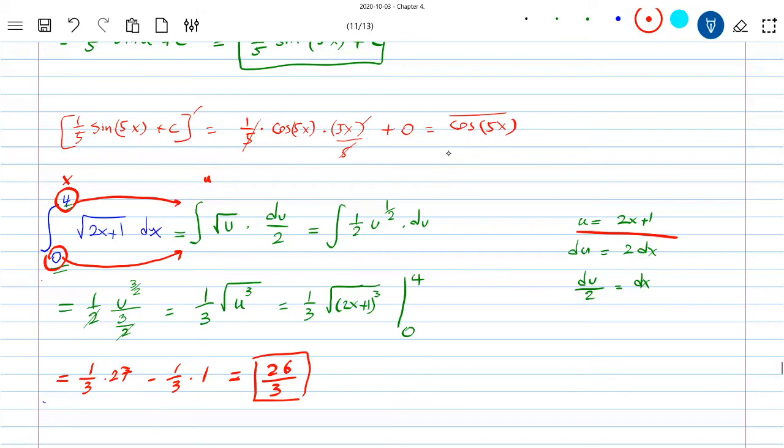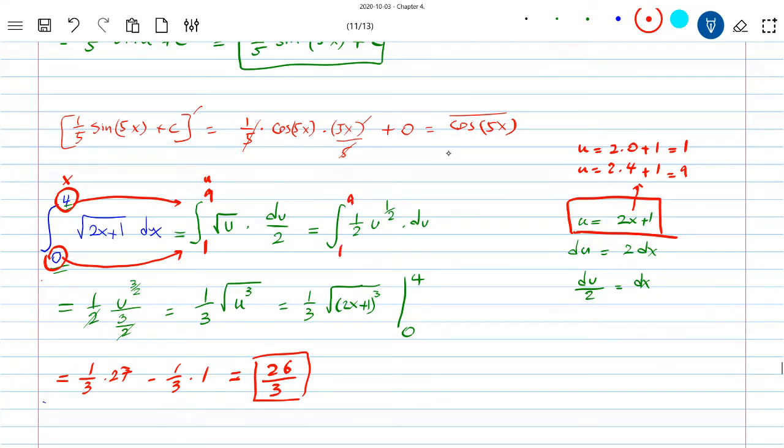We use this relation between x and u. For example, if x is given as 4, u would be 2 times 4 plus 1. So that is 9. So this upper boundary, instead of being 4, turns out to be 9 for u. If x is given as 0, what would be u? 2 times 0 plus 1 would be 1. So this would be 1. It would be from 1 to 9.